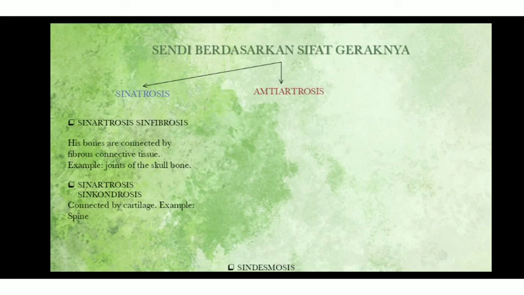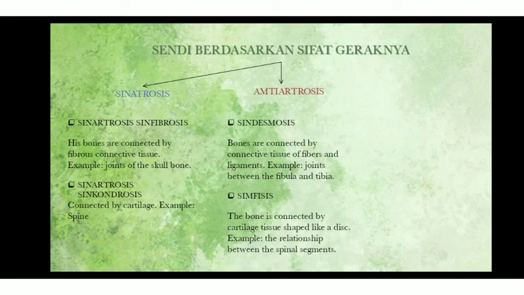Amphiarthrosis. Syndesmosis. Bones are connected by connective tissue or fibers and ligaments. For example, joint between the fibula and the tibia. Symphysis. The bone is connected by cartilage tissue shaped like a disc. For example, the relationship between the spinal segments.